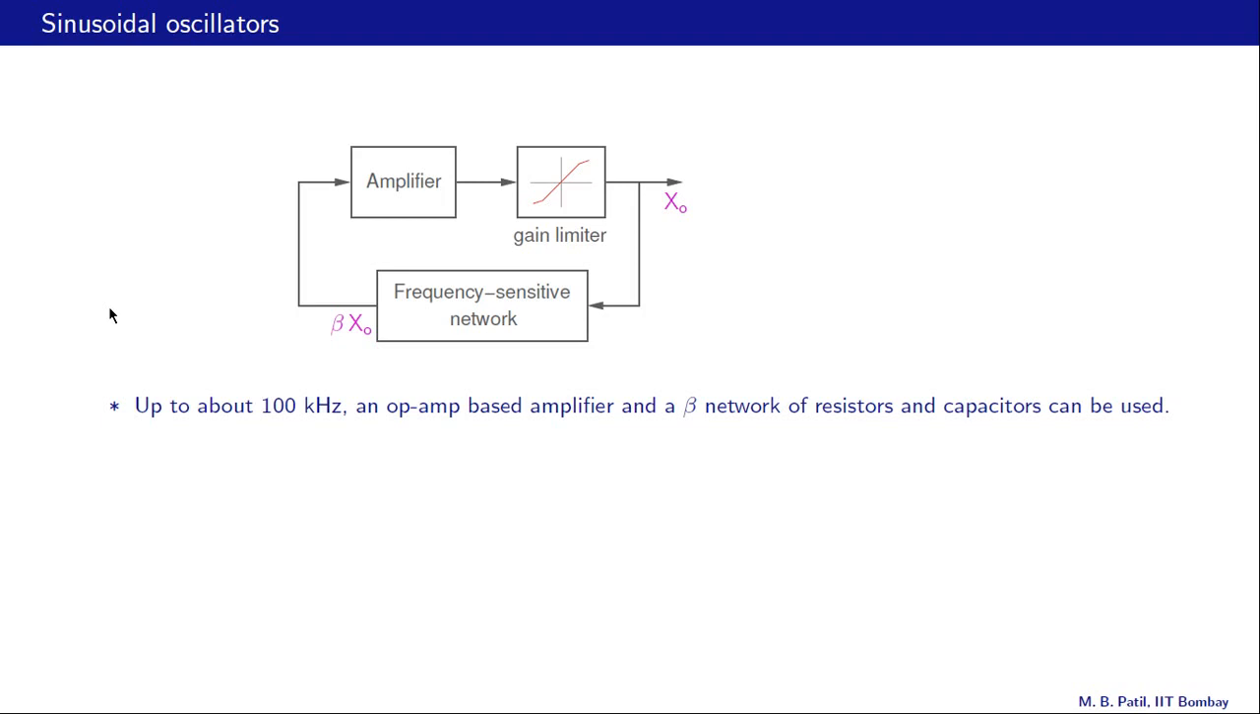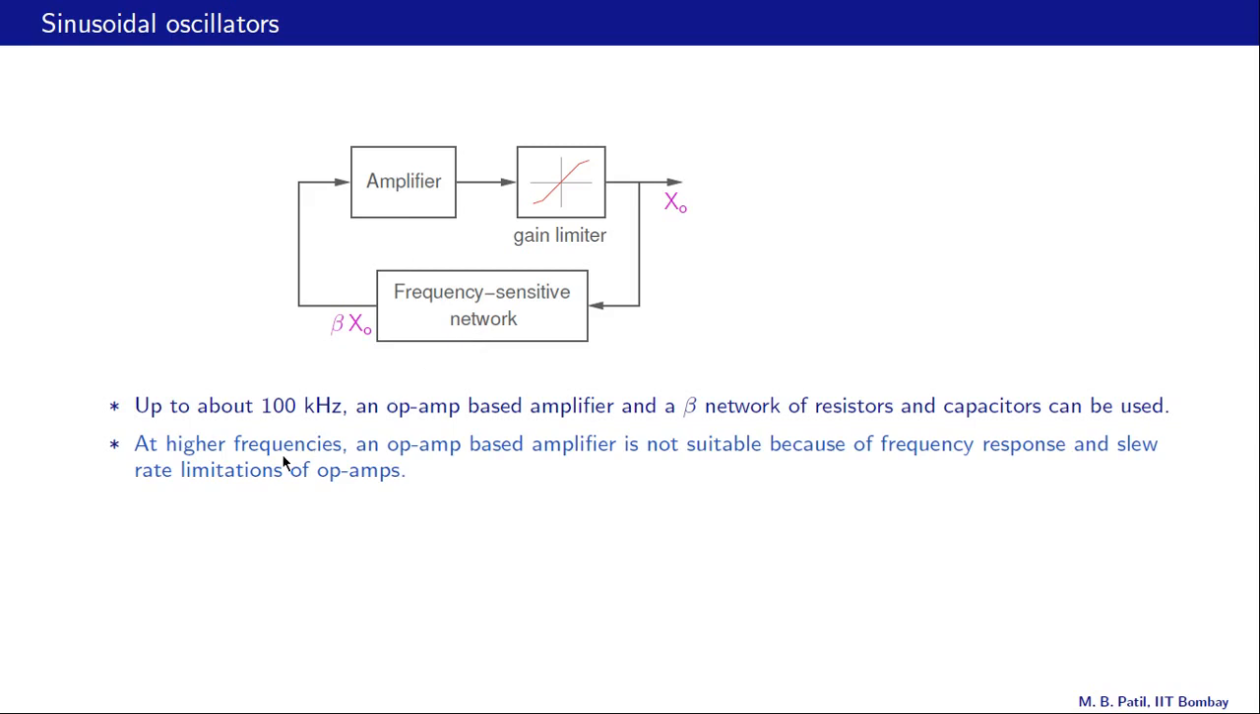Alright, coming back to sinusoidal oscillators, let us make a few important points before we actually start looking at some specific oscillator examples. Point number one, up to about 100 kilohertz, we can use an op-amp based amplifier here and a beta network consisting of resistors and capacitors.